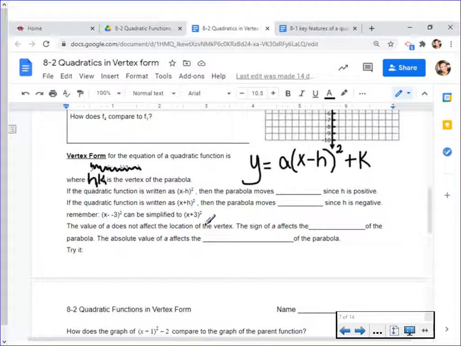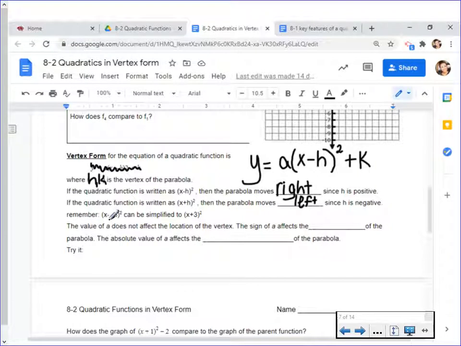Then this is kind of just a review of what we just talked about with all these graphs. We're just going back over that really quick. It says if the quadratic function is written as x minus h squared, the minus sign tells us that we're going to move to the right. Like I said, when you're in parentheses like that, you would think that you'd move to the left because it's a minus sign, but it is actually the opposite of what you would think. If the quadratic function is written as x plus h, then the parabola moves to the left.